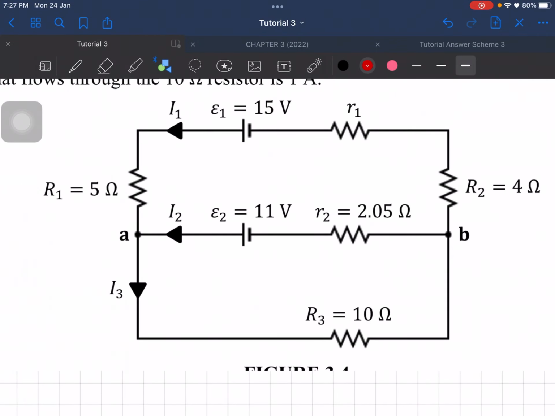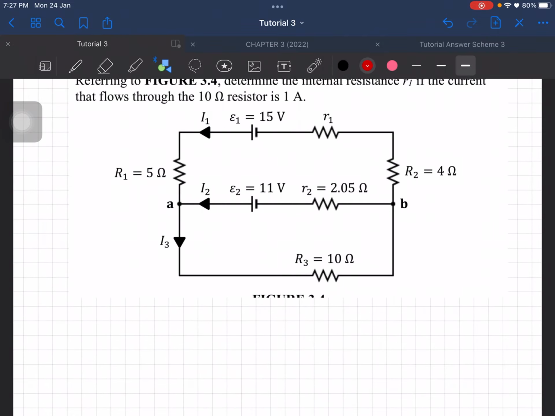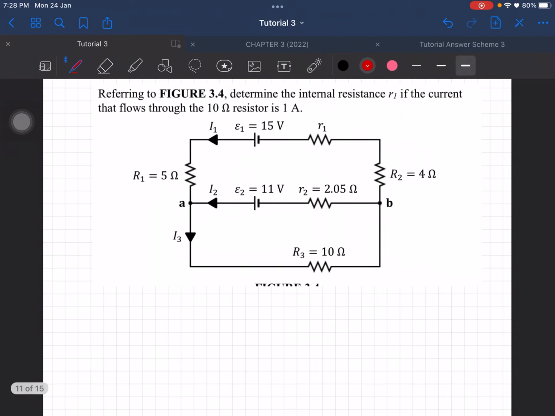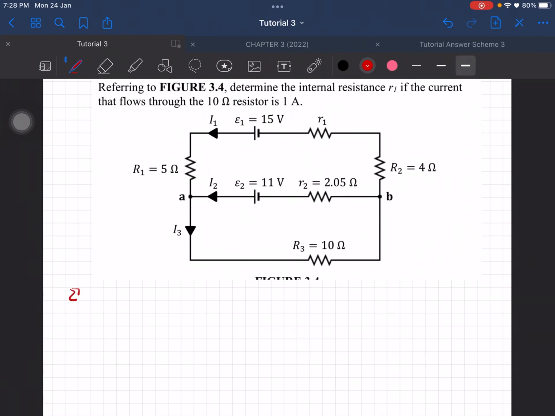So first thing I would do is pick a junction. So I would pick junction A, so we can then apply the first rule of Kirchhoff, which is the total current going into a circuit should be equal to the total current going out of the circuit. Okay, so this is for junction A. So the currents going into junction A is I1 plus I2 equal to I3. So this is our first equation.